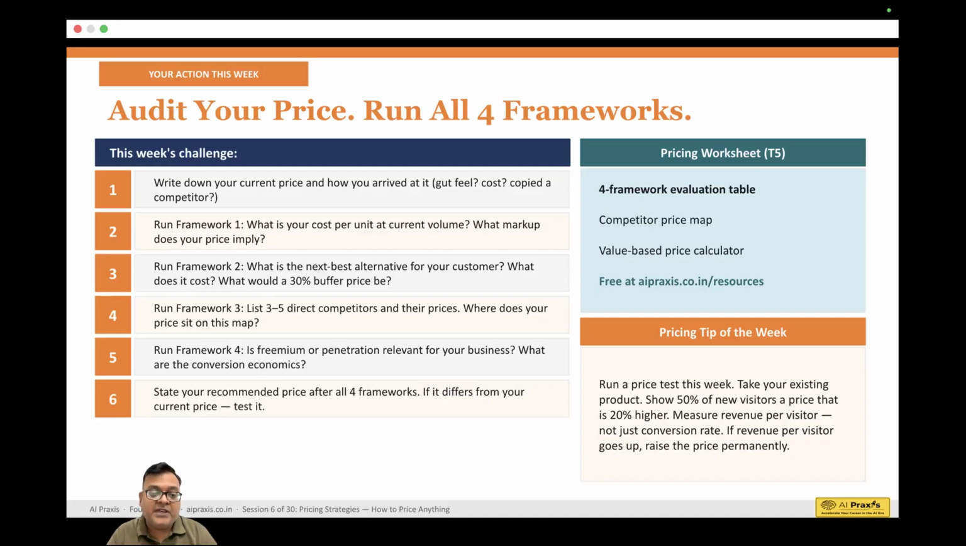Framework 2, the value based. What is the next best alternative for your customer? What does it cost? What would a 30% buffer price be? The third one is list 3 to 5 direct competitors and their prices, and where does your price sit? The fourth one is, is freemium or penetration relevant for your business? What are the conversion economics? The last one is state your recommended price after all 4 frameworks. If it differs from your current price, test it.